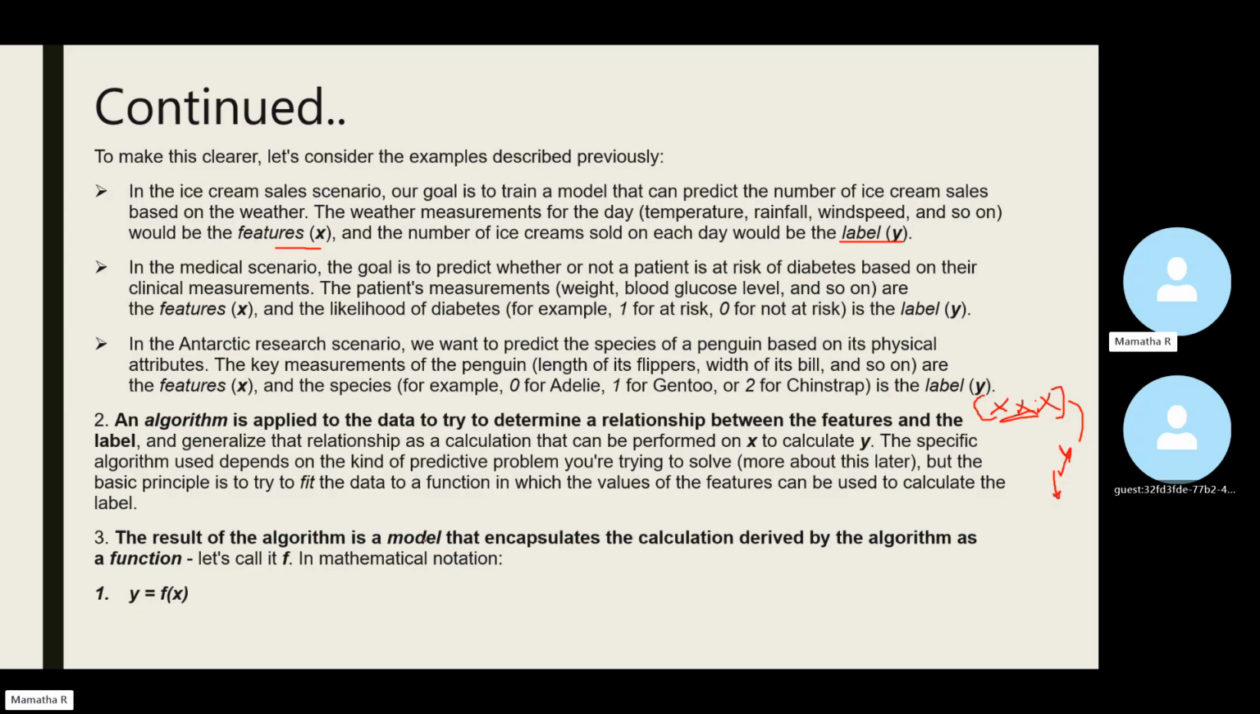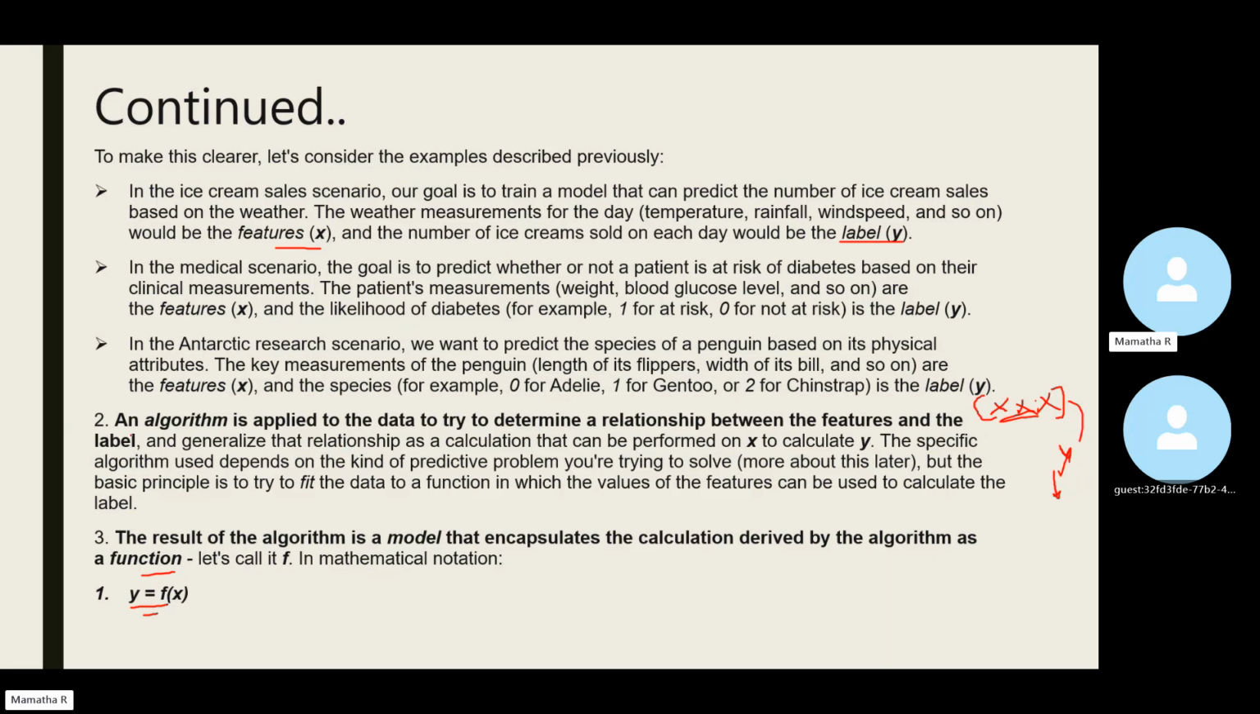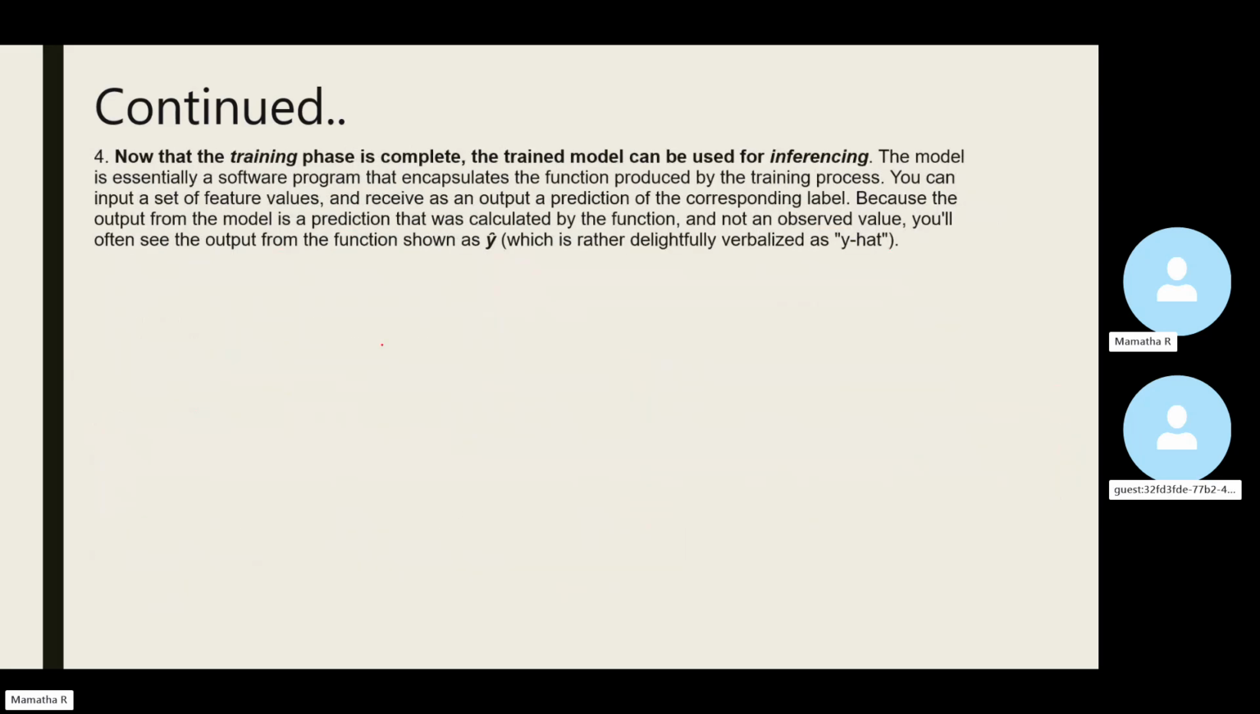With the result of the algorithm, we are going to get a function, and the predicted value will be defined with that. This is what is explained in the stages. First we train with the data set, then in the second stage we define the algorithm, then we get a function out of it. That function helps me to predict the value. Once the trained model is completed, we can use it for inferencing, meaning predicting the outcome with new values.